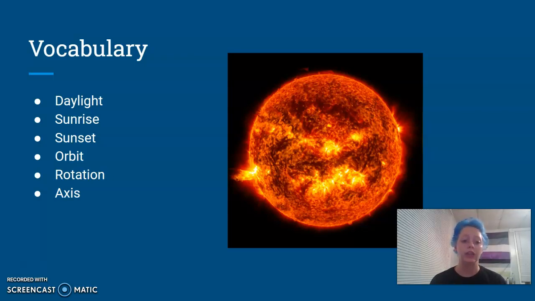So these terms are daylight, which is the amount of time in a 24-hour period that the sun is out and shining. Sunrise, which is when the earth rotates to the point where the sun is visible. Sunset, where it rotates to the point where the sun is no longer visible. Orbit, which is the pattern the earth follows around the sun. Rotation, which is the spinning of the earth on its axis, which is the middle point of the earth.